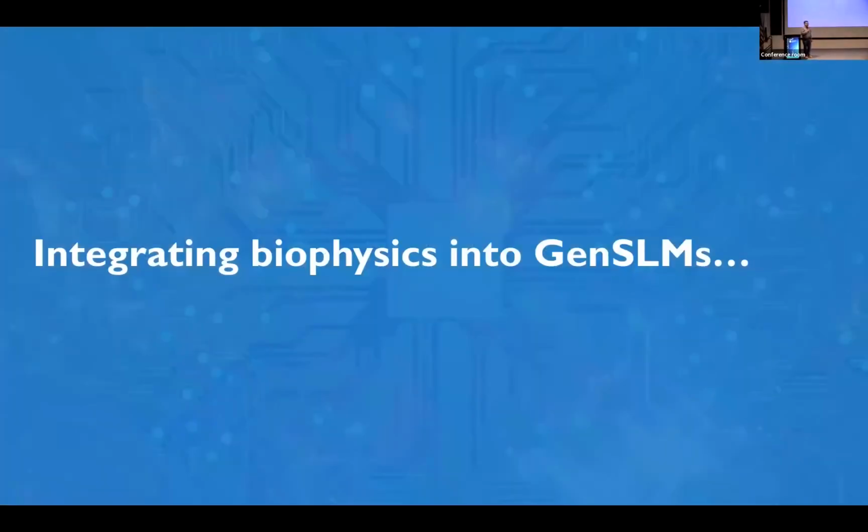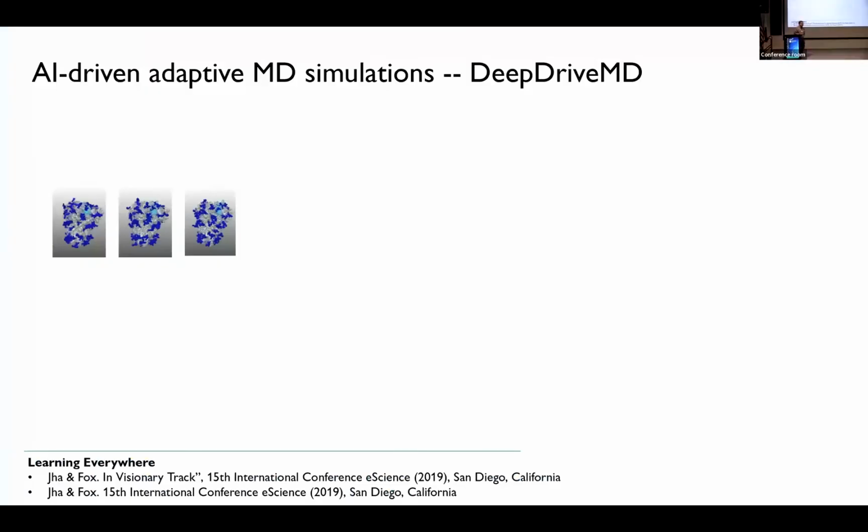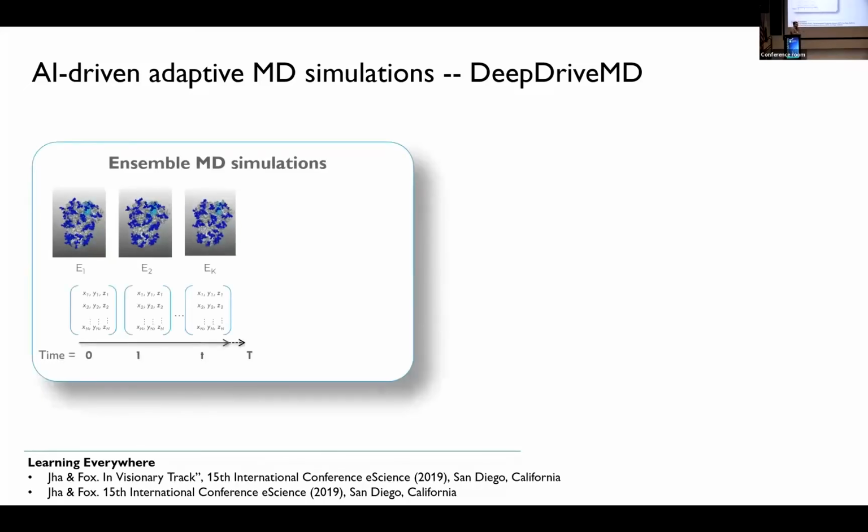Okay. Now I'll give a very top level overview of some of the biophysics. People have seen this many times in our group where we look at GenSLMs and how we can integrate. So this is something that we did as an adaptive sampling technology for AI methods, how they can drive molecular dynamics simulations. In this case, let's say you're interested in running ensemble MD simulations. In this case, we are showing the spike protein, and we are trying to understand whether there are some regions of the spike that open up.